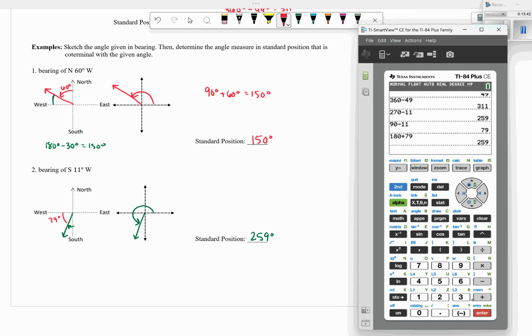And why are we doing this? Because when we are going to do application problems, we need to have the standard angle in order to use our calculator to calculate these measurements that we are going to have.